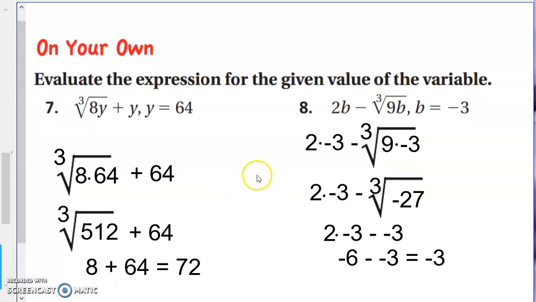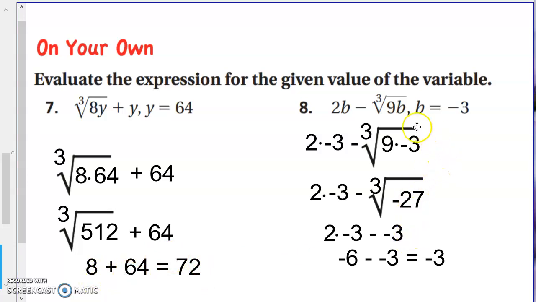All right, to check those two, so first thing I had to replace y with 64 because it says y equals 64 here. So it would be 8 times 64 and then cube root that plus 64. Well, 8 times 64 is 512, and the cube root of 512 is, of course, 8. So 8 plus 64 gives me a final answer of 72.